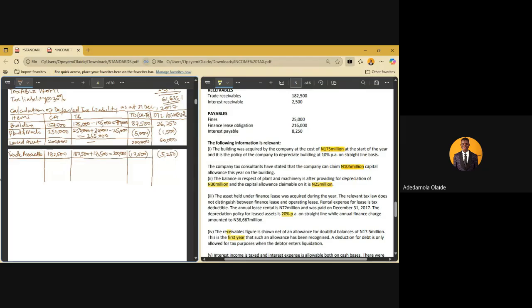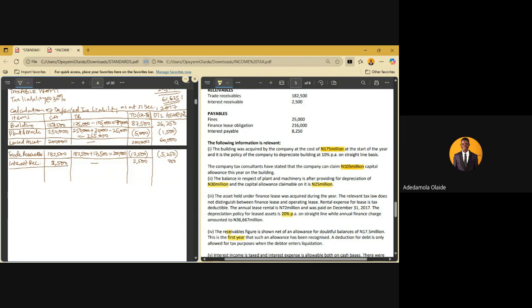Interest receivable. Interest receivable is how much? 2,500 for carrying amounts. But since they said it is only taxable on cash basis and they are yet to receive it, that means it will have zero balance for tax base. So that makes it a 2,500 taxable difference. And for that, we'll have the deferred tax liability arising on it to be 750. Then we move to the next one.